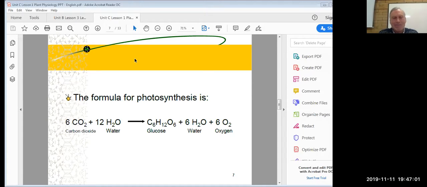And then the plant can process that sugar into other things. It can combine it with nitrogen and make proteins and DNA, all the things that the plant needs. It makes them out of those simple molecules of sugar. Does that make sense? Any questions?